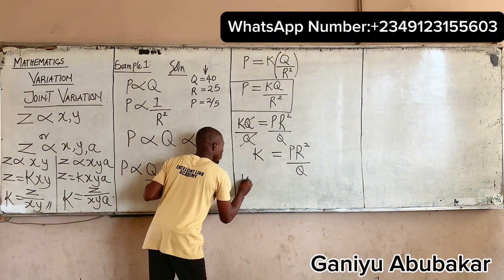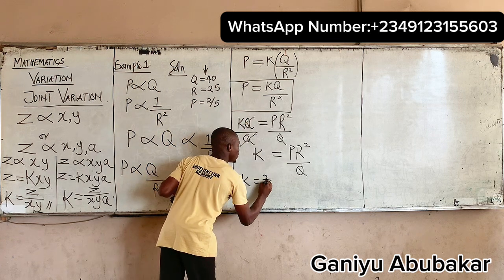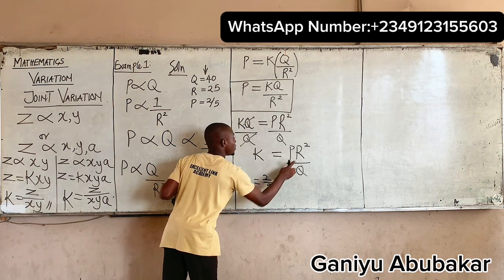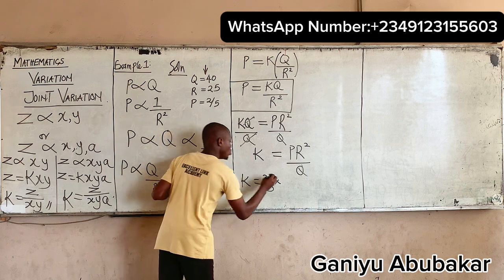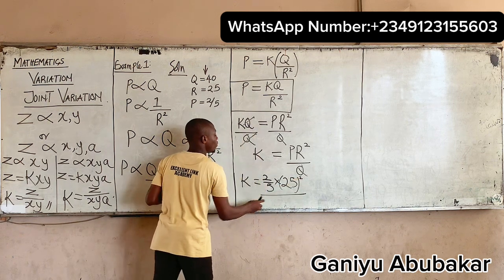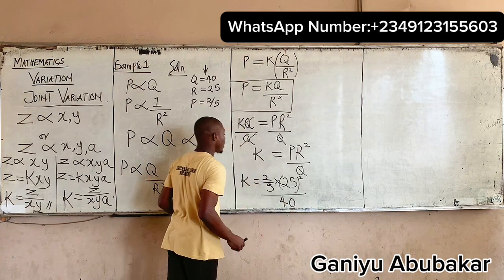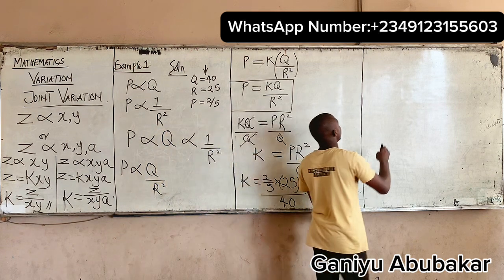But basically, I'm given some values here. So now K will be equal to what's P? P is 2/5 times R squared. What's R? That's 25, all squared, all over Q. What's Q? That's 40.